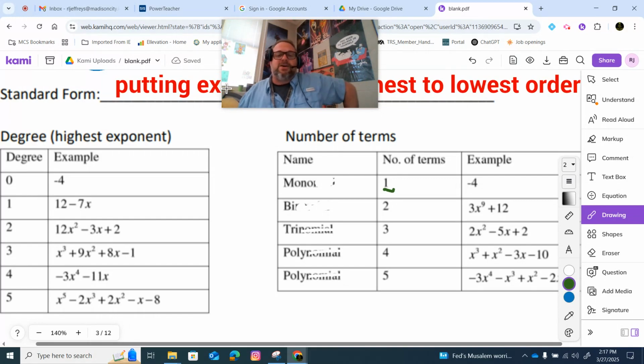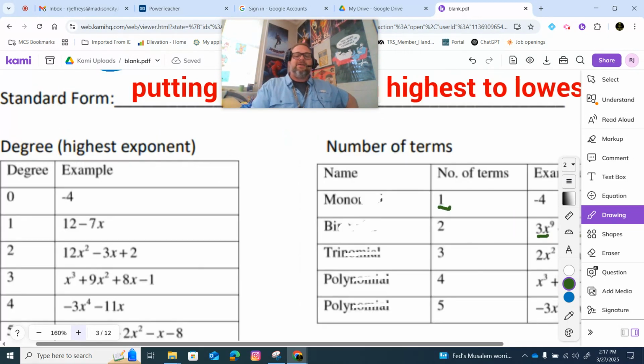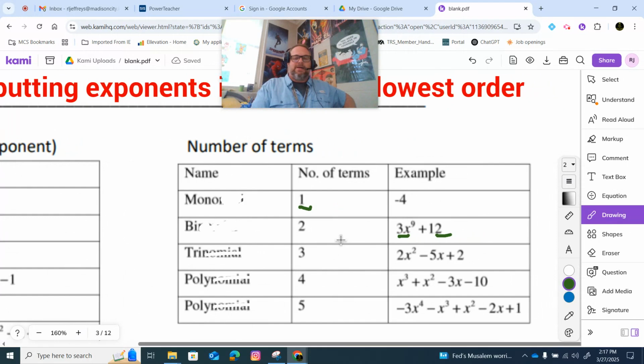Yep. All right, so binomial is 2. 1, 2, buckle your shoe. I don't know how to tie my shoe, so I got slip-ons. Exactly. Trinomial means 3. I had a dog in college that had 3 legs. We called him Tripod.